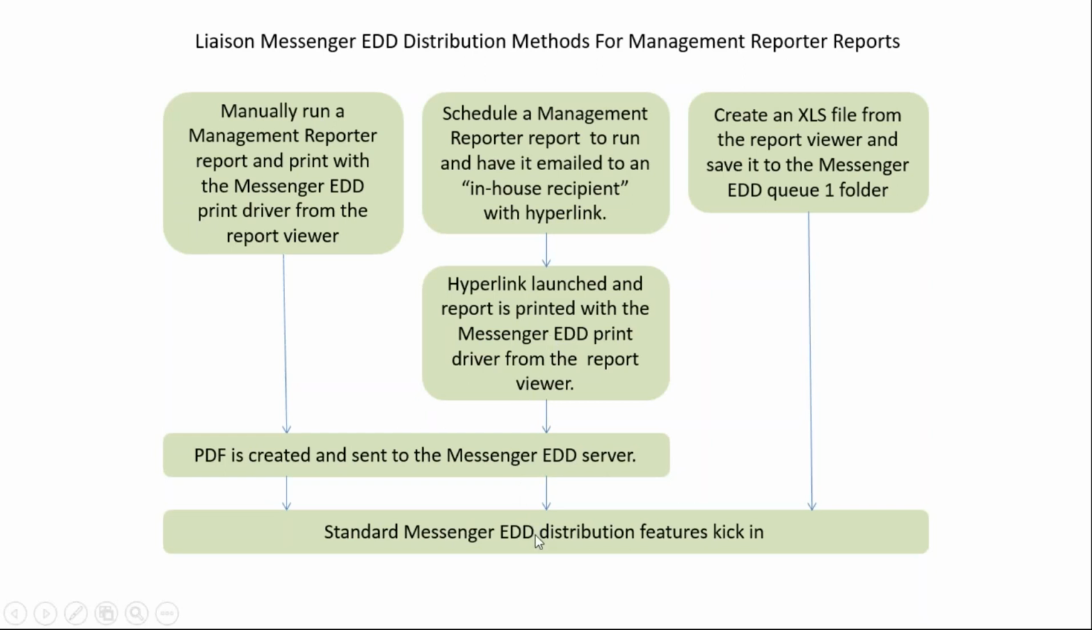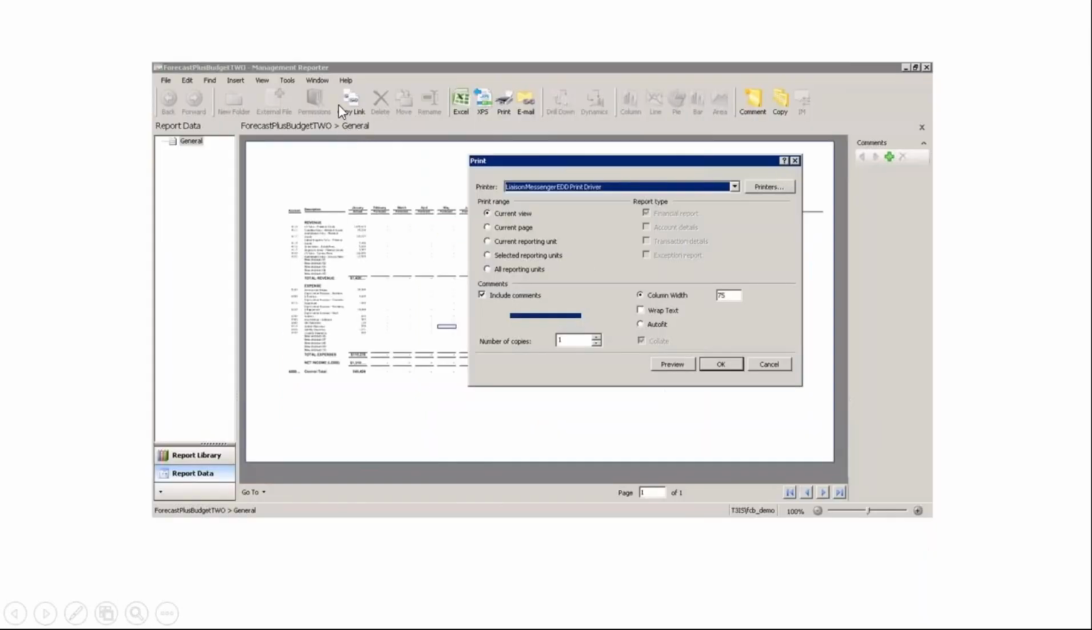The third way is to go ahead and create an Excel spreadsheet of the Management Reporter report and then save that to our Q1 folder, which we then distribute through the normal distribution also. So you would just go through the report viewer and print with our print driver, or save it as an Excel spreadsheet and save it to our Q1 folder.